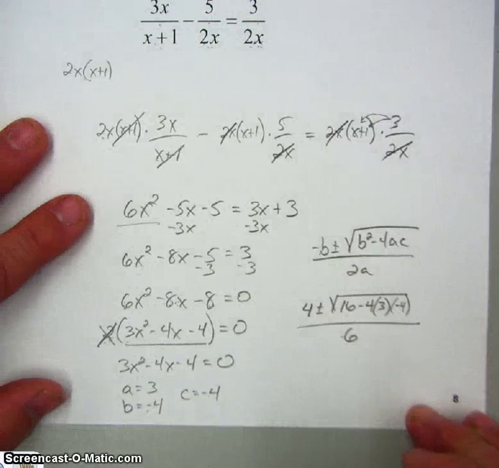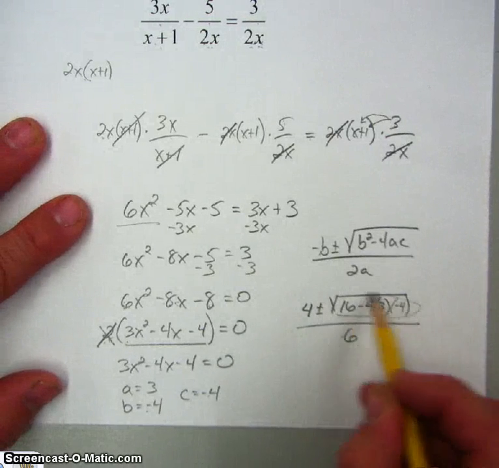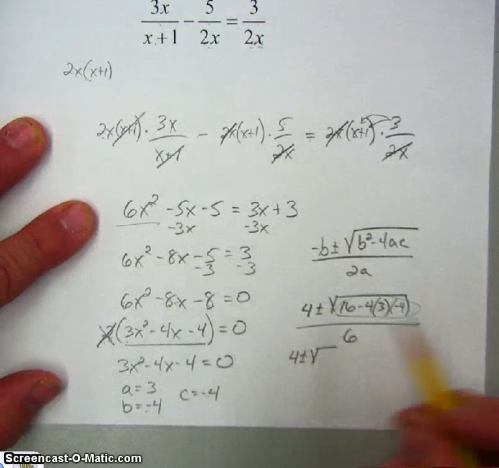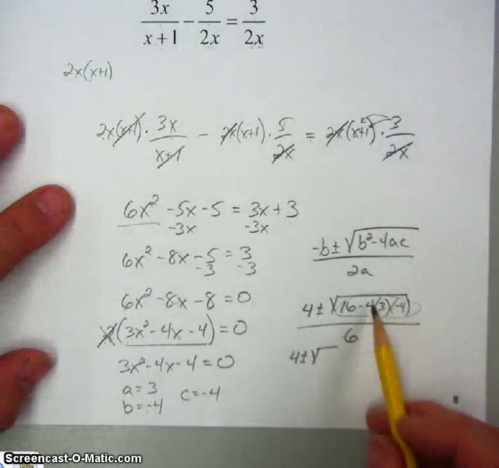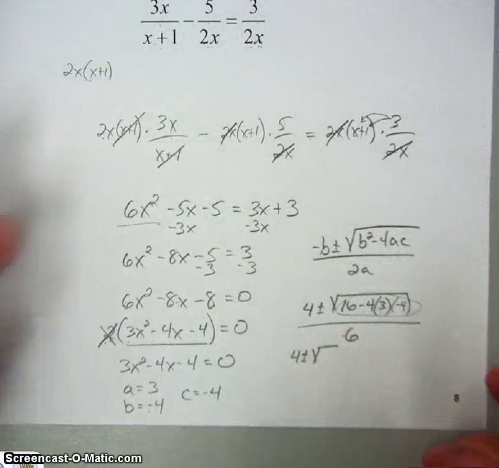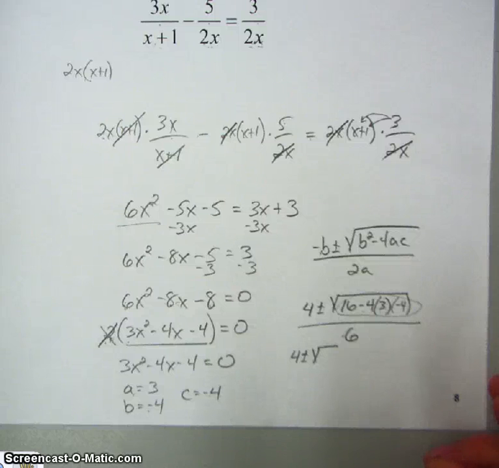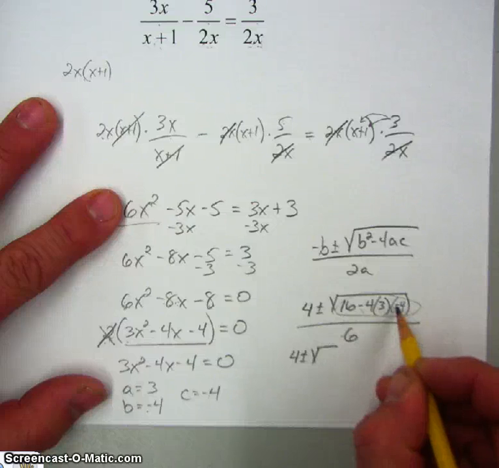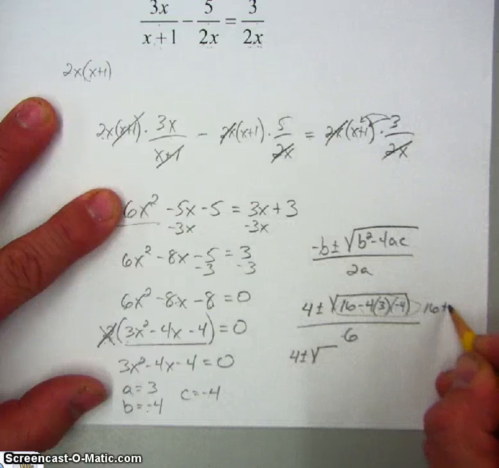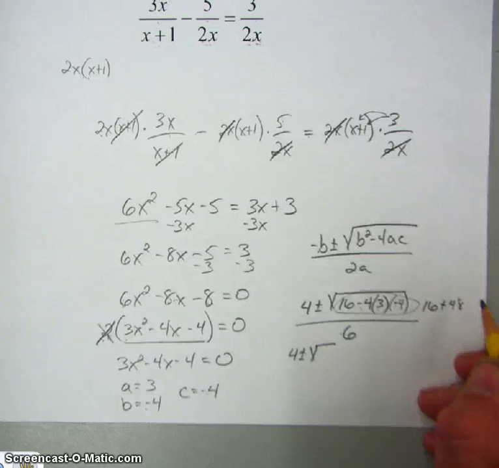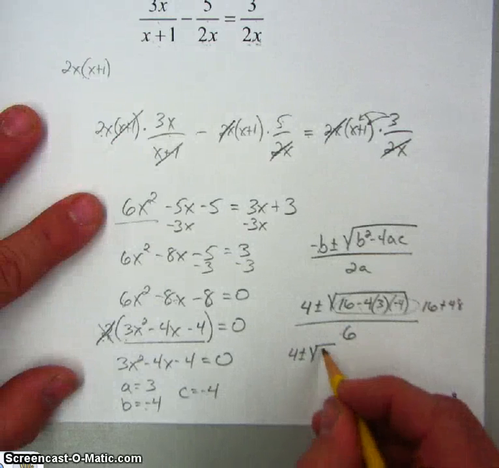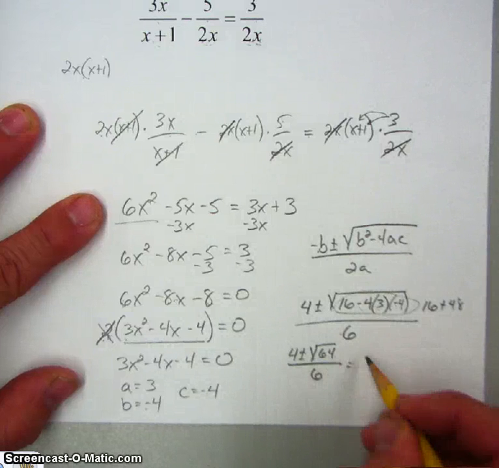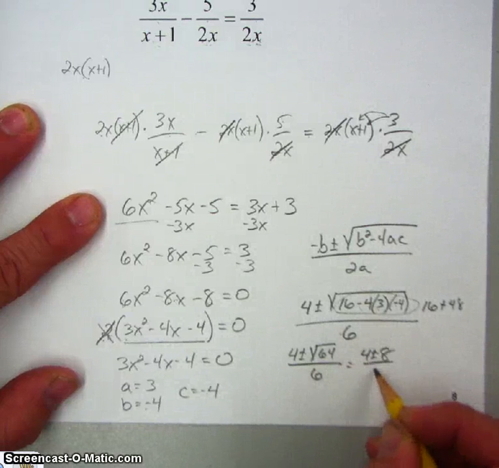All right. So now let's simplify inside the radical. So we've got 4 plus or minus the square root of, let's see here, 16. So you've got negative 4 times 3 times negative 4. So that gives me 48. So we've got 16. This right here becomes positive. So it's 16 plus 48, which gives me 64. Oh, that's going to be nice. All right, so the square root of 64 is 8.